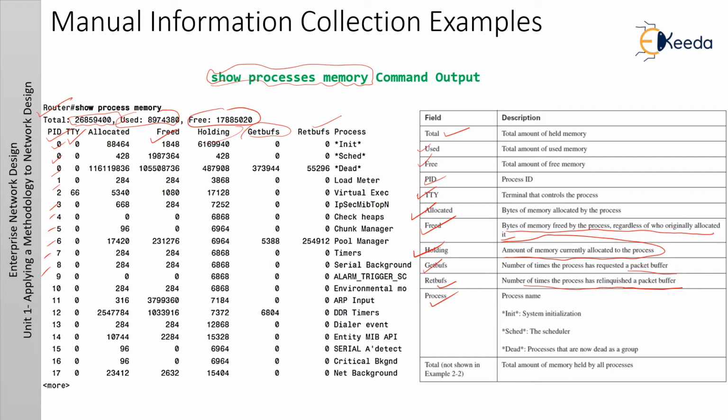Process, so this is the process. Init means system initialization. SCHED is the scheduler, and Dead is the processes that are now dead as a group. Total, it is not shown in this figure, is the total amount of memory held by all processes.